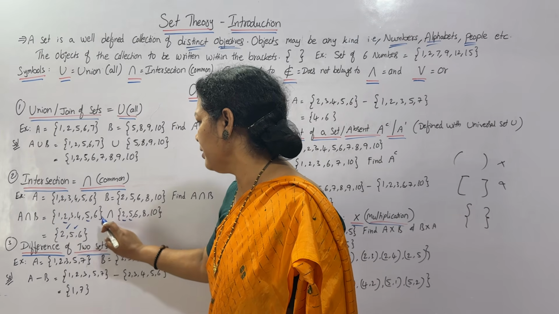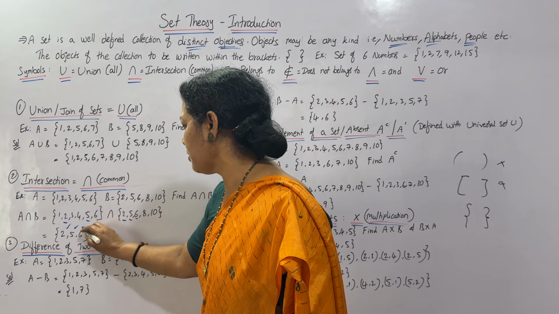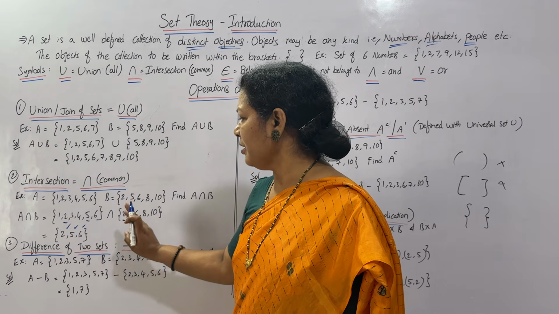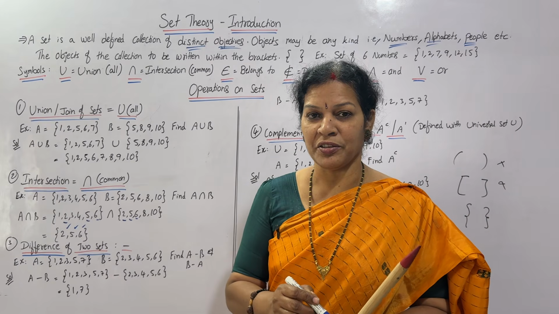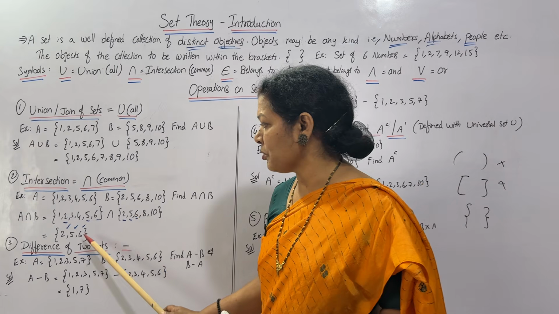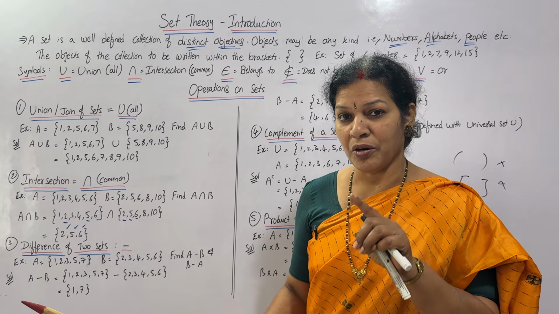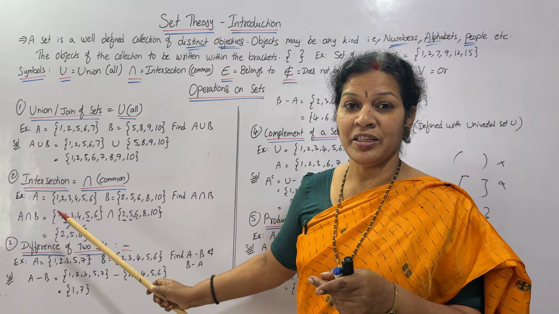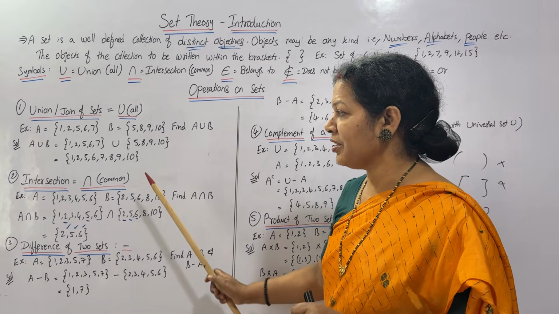2, 5. Next, 6 is also there on both sides, so I have taken 6. 8 and 10 are available only in the B set, but not in A, so we are ignoring them. Like this you got 2, 5, 6, only 3 elements which are common in set A and set B. Clear? Next, the third one we will go to.